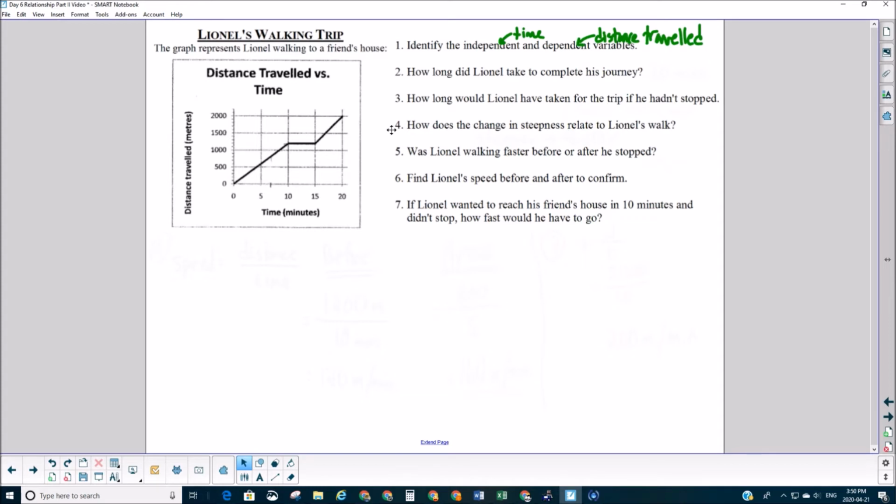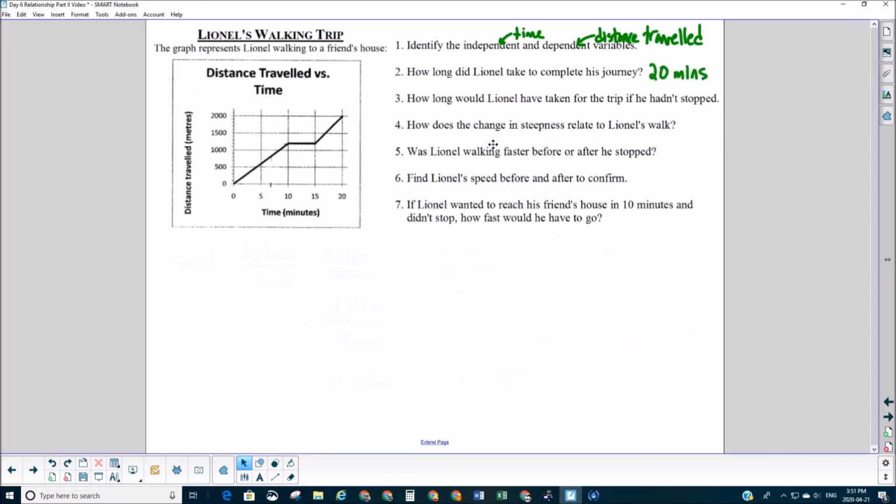All right, how long did it take Lionel to complete his journey? So it looks like he starts here, and then he walks along and stops for a bit, and then he continues on. I think it's safe to say he's reached the end of his journey here at 2,000 meters, and it took him 20 minutes to do this journey.